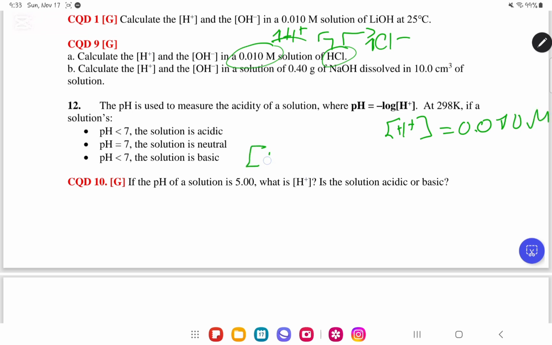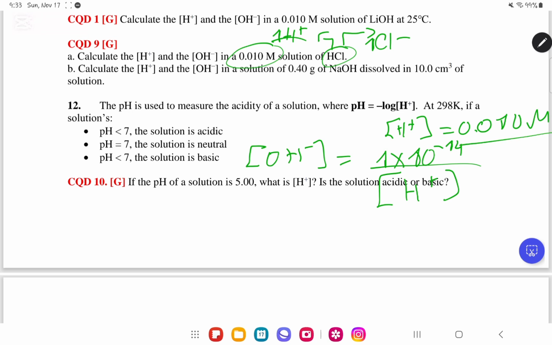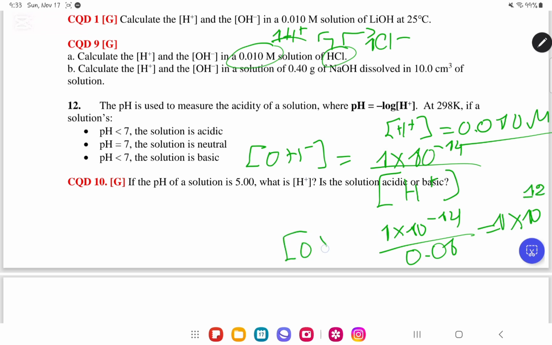Let me write it over here. Now, concentration of OH minus, by applying the rule, we can get it by dividing the 1 times 10 to the negative 14, which we denote as Kw, the equilibrium constant of water, by the concentration of H plus. What's the concentration of H plus? It is 0.01 molarity. So it is 1 times 10 to the negative 14 divided by 0.01 molarity, which gives us 1 times 10 to the power of negative 12. So like that, we found the concentration of OH minus.